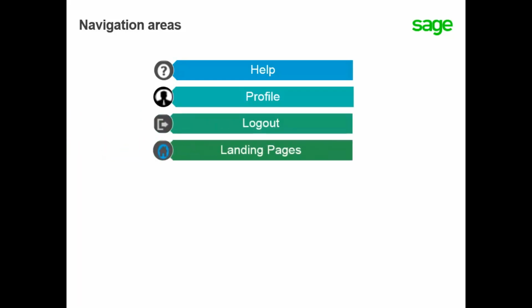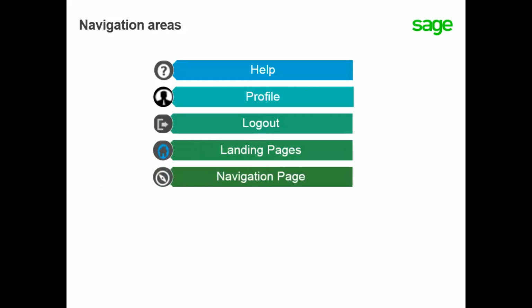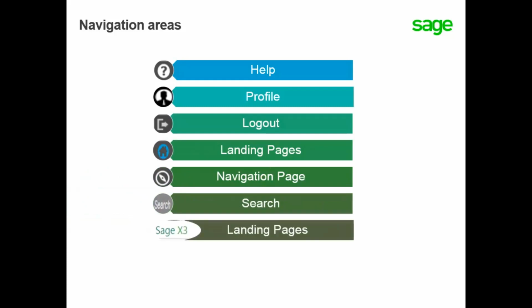The house that takes you to the landing pages. The compass that takes you to the navigation pages. There's a search window that allows you to enter a keyword that will take you to functions and/or data. The Sage icon takes you to landing pages just as the house does. There's the star that lists your bookmarked or favorite functions.